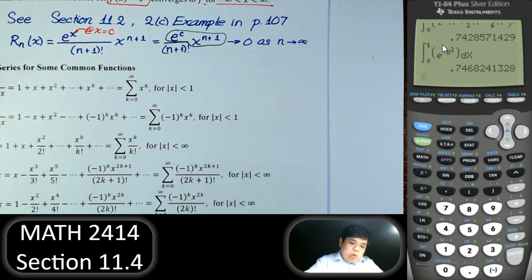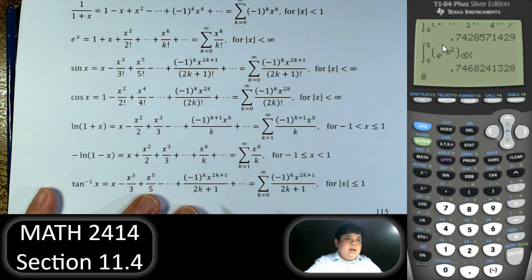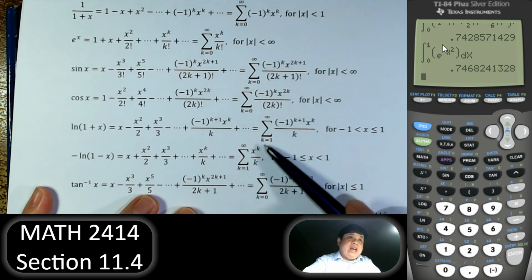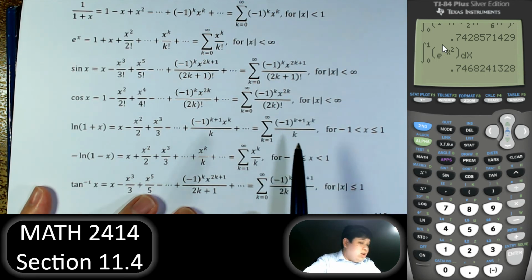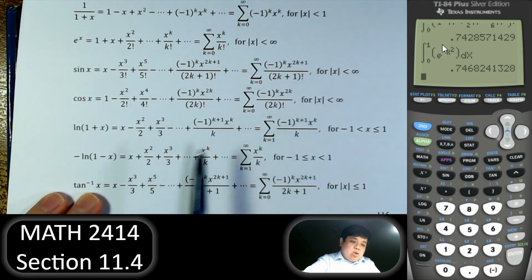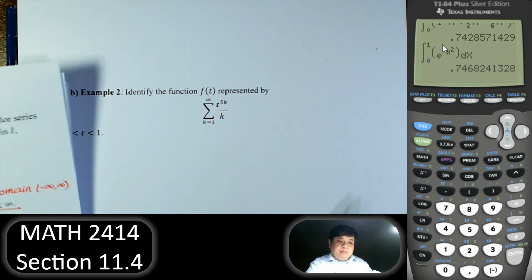We have those two. We have k at the bottom. These two have k at the bottom, both from k going from 1, which is good. But on this problem, we do not have the alternating -1 to the k plus 1. So we're going to use this because that's just x to the k on the top.